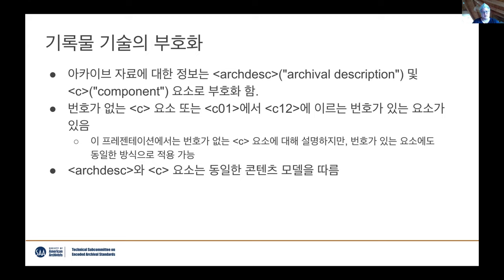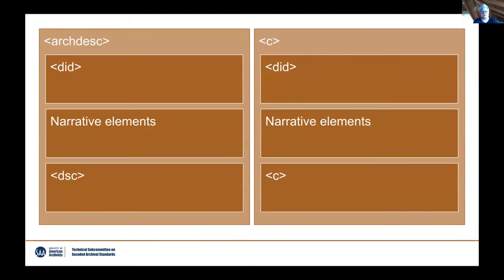And then if we go to the next slide, the next statement that I wanted to make is that essentially the archdesc element, the archival description element for the highest level, and the C component elements for anything that comes underneath, are set up in the same way. So you will find in both places the descriptive identification element, the DID element that I already mentioned. You will find in both places the narrative elements. And then the only variation is that the archdesc element has the DSC element that I already mentioned, and the C element has potentially lower C elements that you can nest within it. So kind of the box in a box idea. Next slide, please.